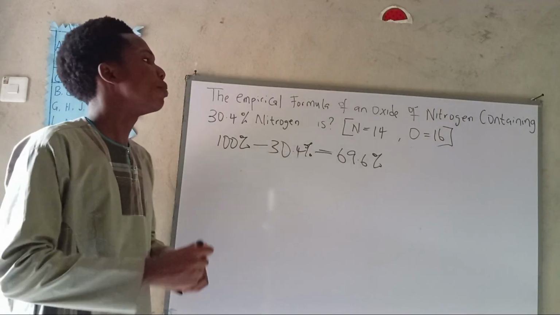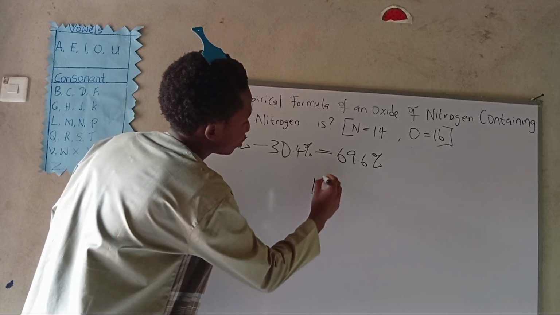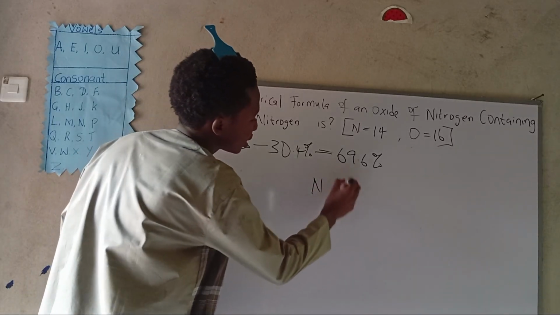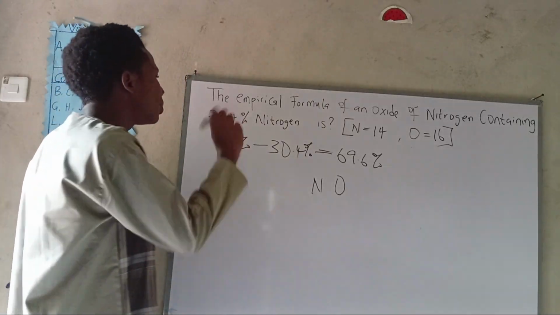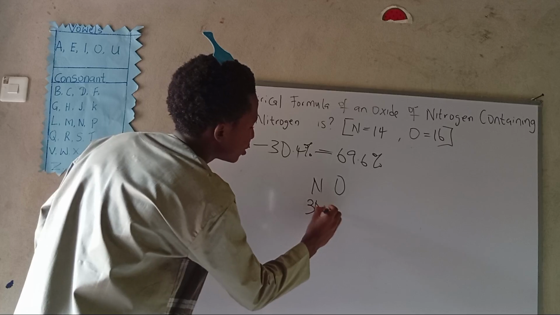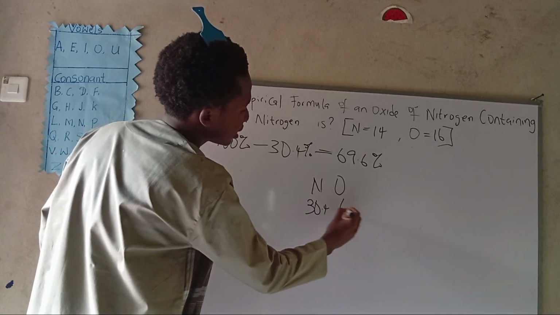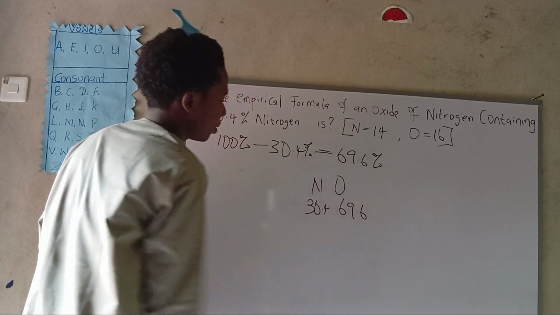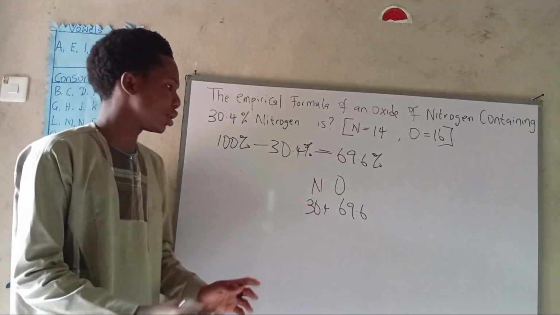The normal process: we will bring out the elements. We have nitrogen to be the first element and oxygen to be the second element. Now, under it, we will put their percentage. We have the percentage of nitrogen to be 30.4, and we have the percentage of oxygen to be 69.6%. Now, the next process after putting the percentage is what?